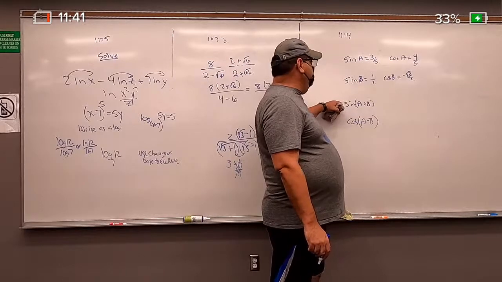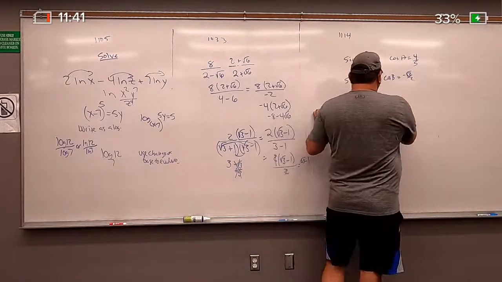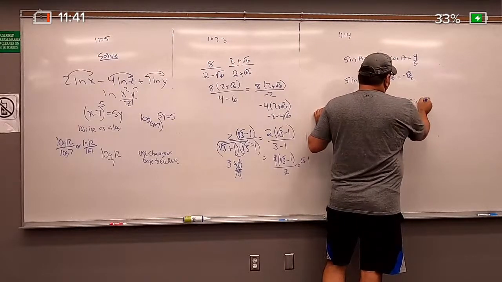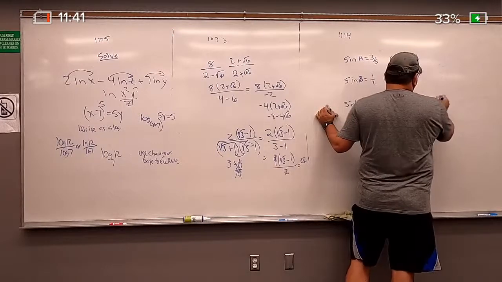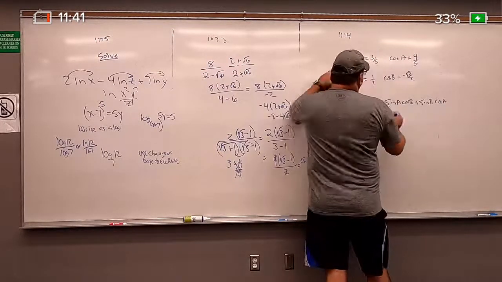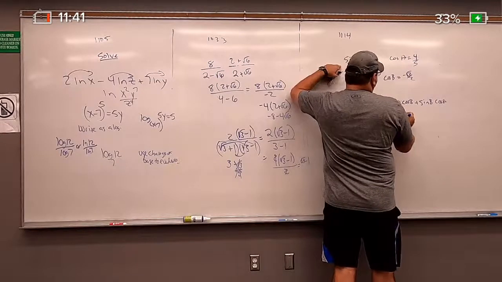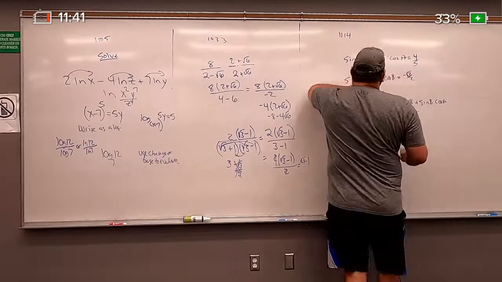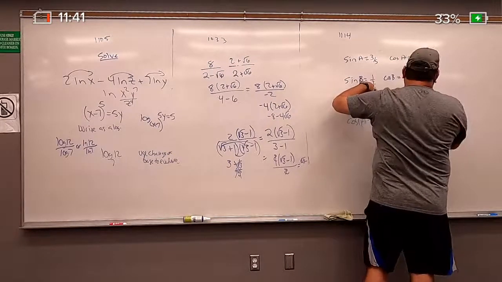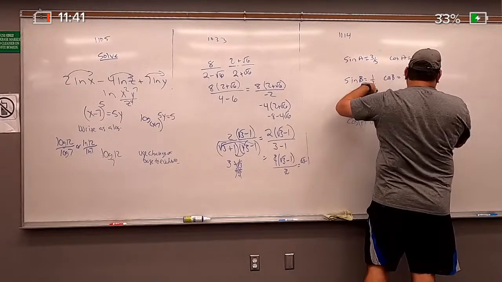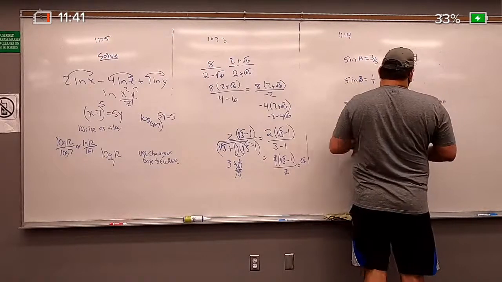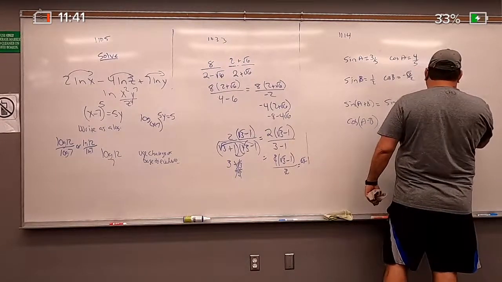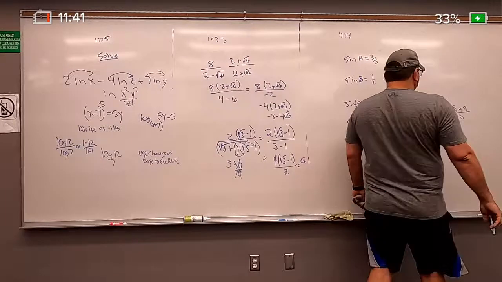Sine A plus B. Sine A plus B is sine A, it's like 3 over 5, cosine B plus sine B cosine A, right? Yeah. So it's 3 fifths times negative square root of 3 over 2 plus 1/2 times 4 over 5. So it's negative 3 square root of 3 plus 4 over 10.